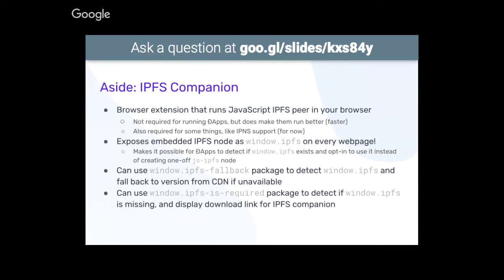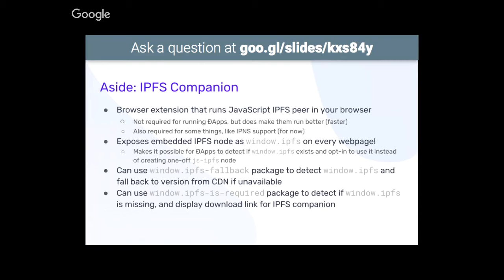But what's really nice about this browser extension is that it actually exposes an embedded IPFS node as window.ipfs on every web page that you access. This is super cool because it means that our DApp can detect if that exists, and then we can use it instead of having to create a one-off JS IPFS node in the browser.